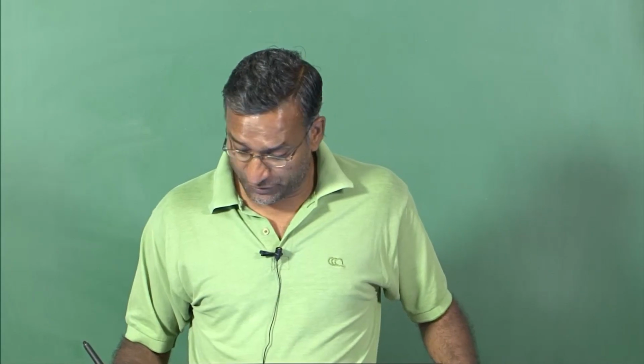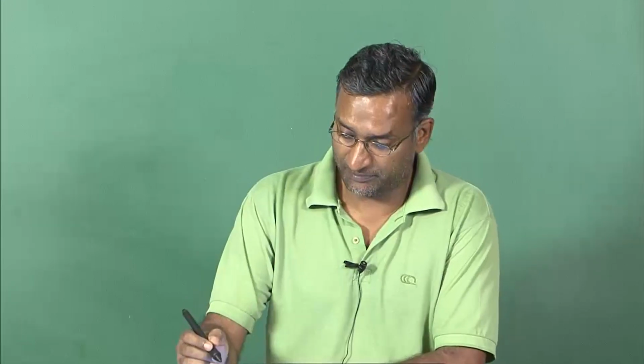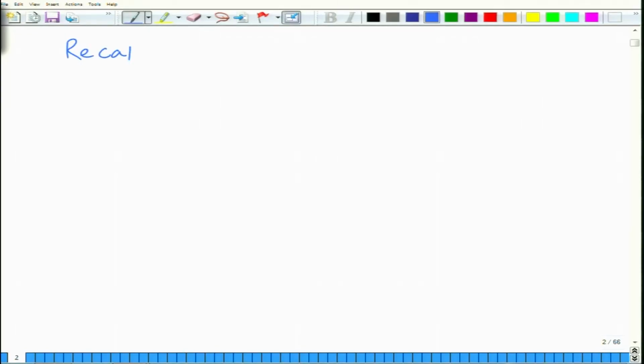Okay, so we start a new lecture again, lecture 6. So we will just first do a bit of recap of what we saw earlier. In the previous lecture we basically started with the mixing of two components A and B, because in practical systems we are dealing with impure systems which consist of two or more elements. So we start with binary solutions consisting of two elements.